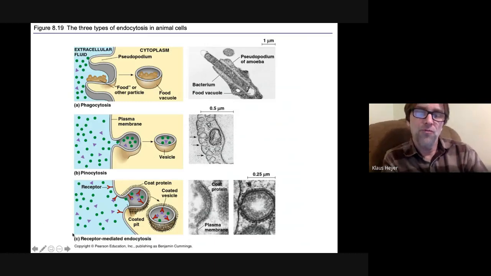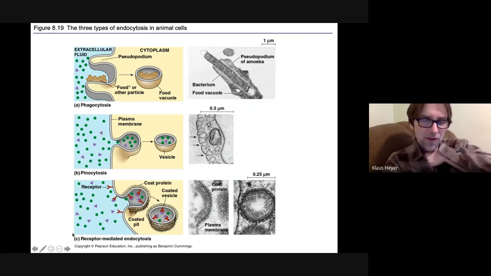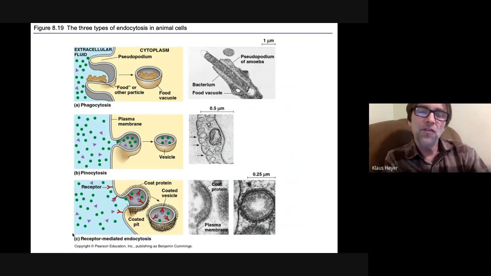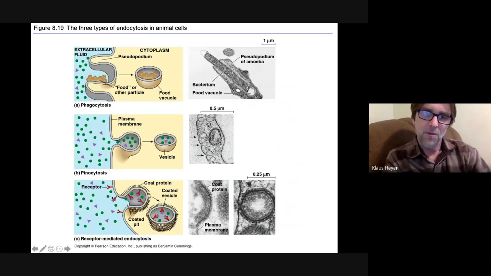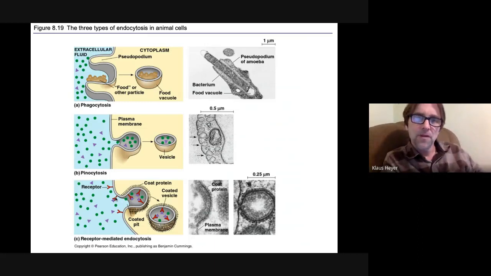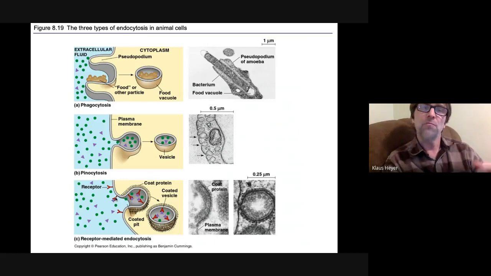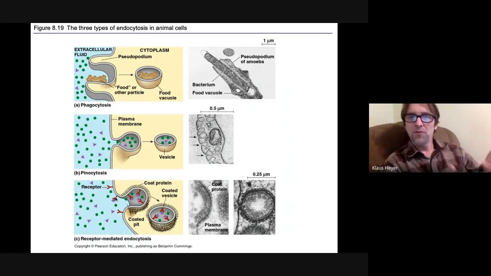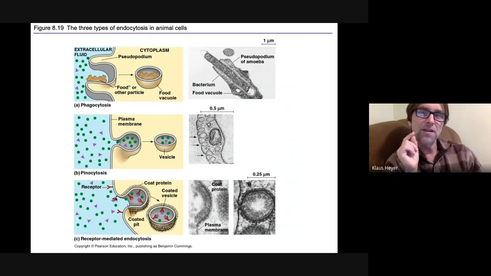And then third, receptor-mediated endocytosis. This just means you have a receptor, and receptors are looking for specific things. So receptor-mediated cytosis is looking for one thing only. Whereas with phagocytosis or pinocytosis, you might drink whatever's out there, right? Receptor-mediated is looking for one thing.